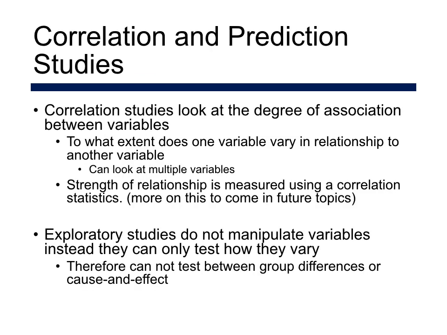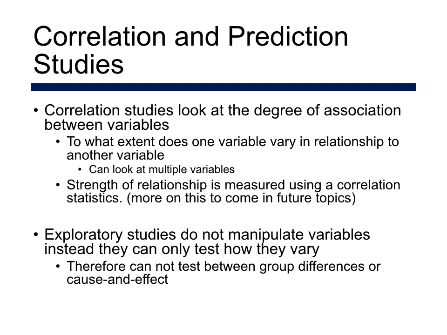Correlation studies look at the degree of association between variables and ask to what extent does one variable vary in relationship to another variable. To measure the strength of a relationship, a statistical test would be run, and this would also help us determine the magnitude of the effect. We're going to talk more about statistics in the coming weeks, so don't get too caught up in that.